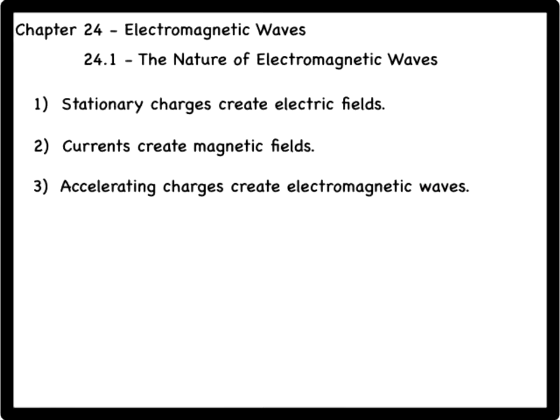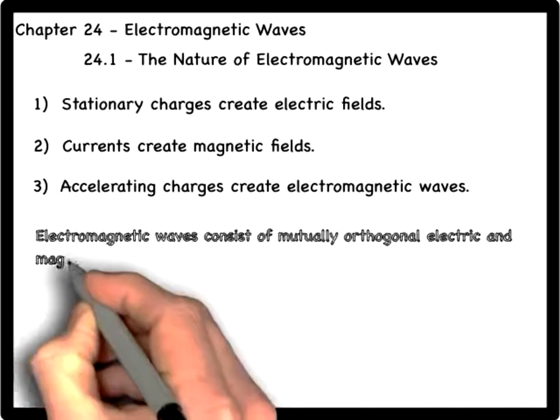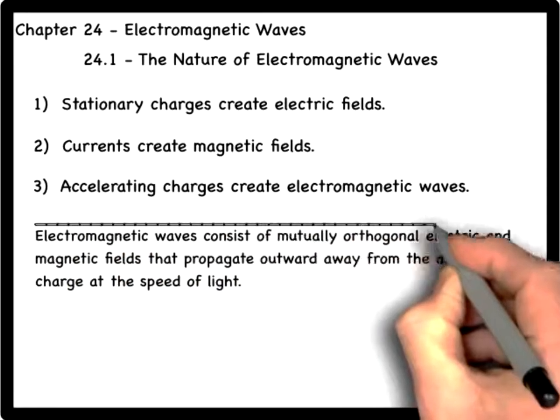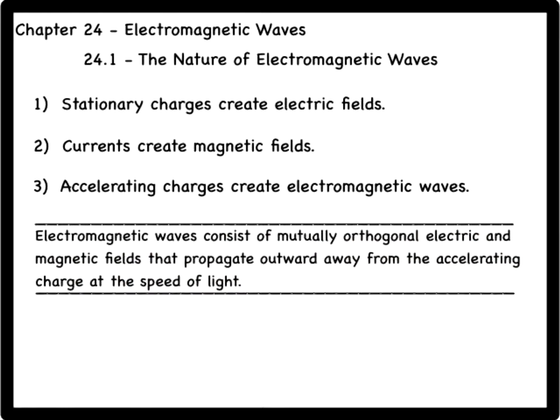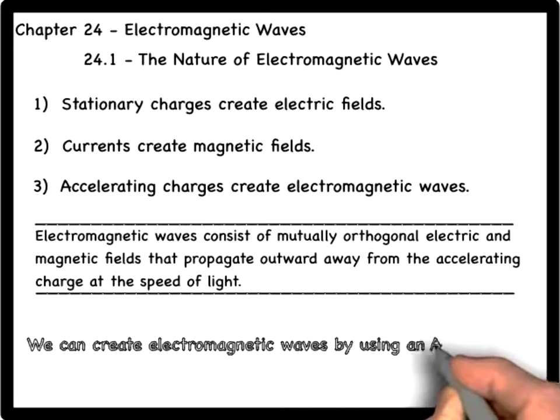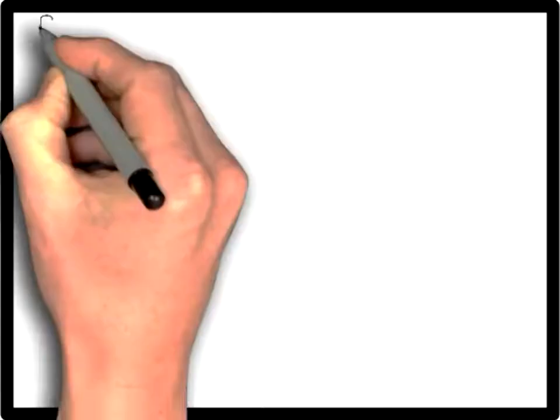We will see that an electromagnetic wave is a transverse wave composed of mutually orthogonal electric and magnetic fields that propagate out away from the accelerating charge at the speed of light. One simple way to create electromagnetic waves is to attach two straight metal wires to the terminals of an AC generator, which acts as a simple antenna. The potential difference between the terminals changes sinusoidally and has a period T.